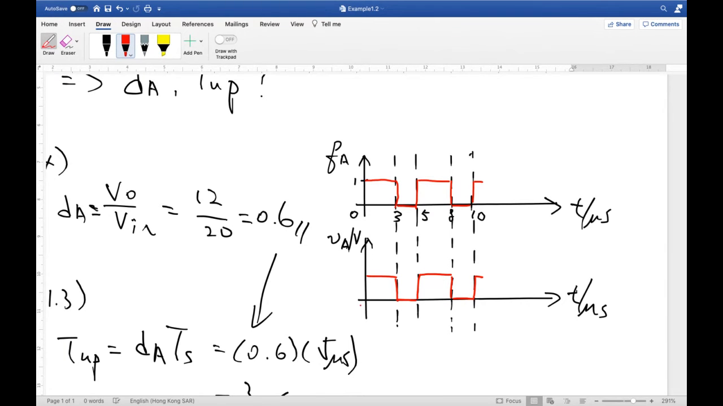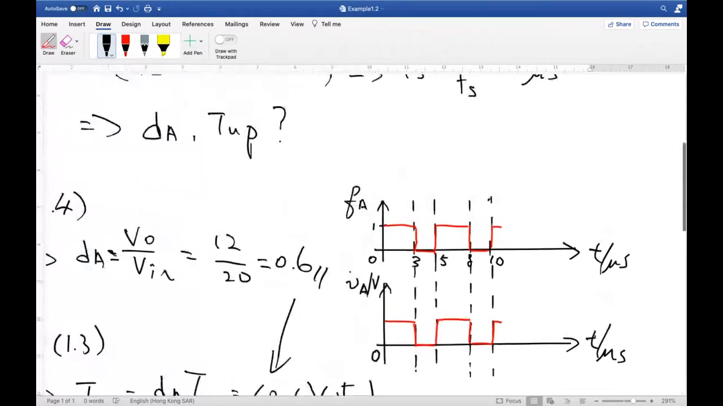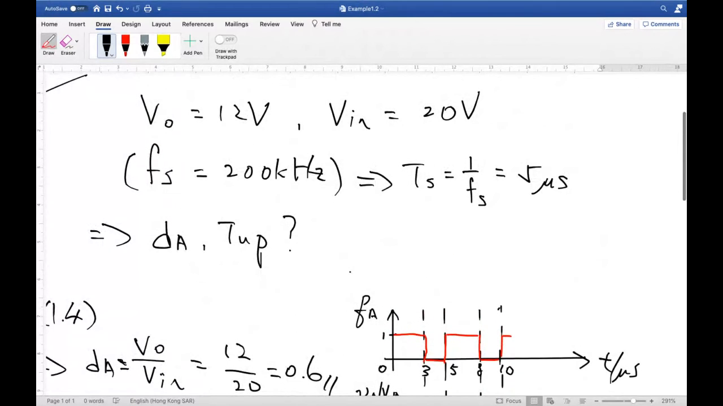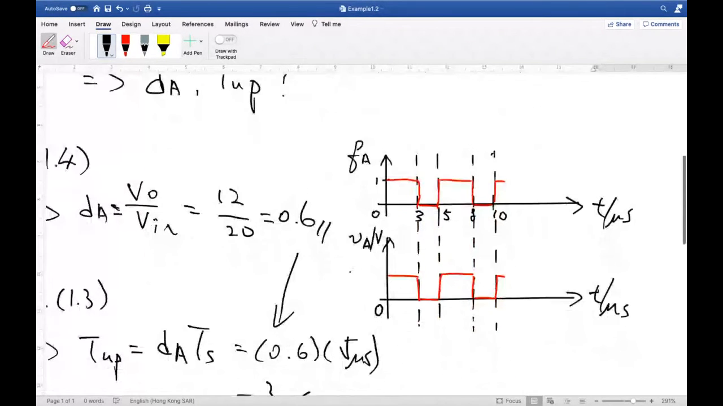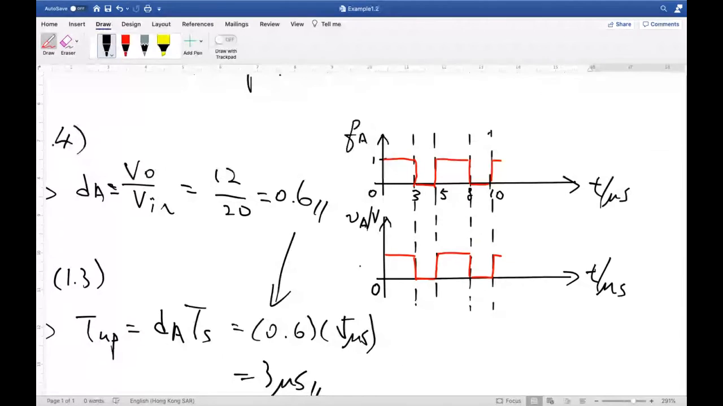Okay, and this is 0. And then this is VA when QA is equal to 1. VA is equal to V in, right? So V in here is 20 volt, so we need to label it here, 20 volt. And of course this is the output, right?